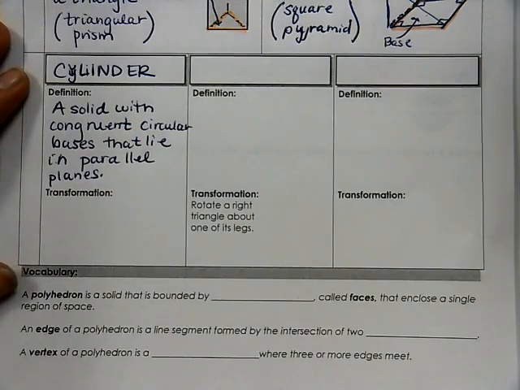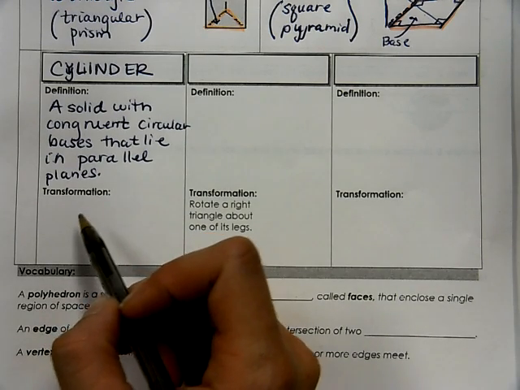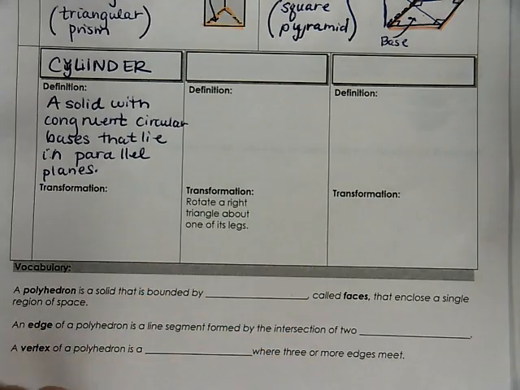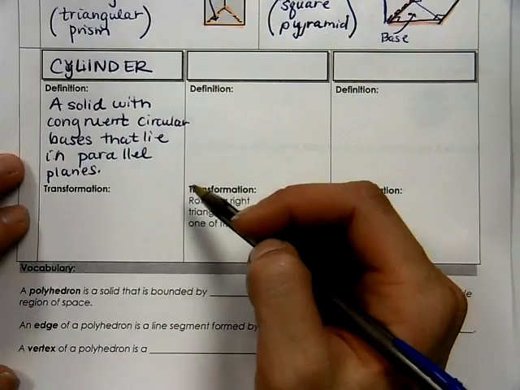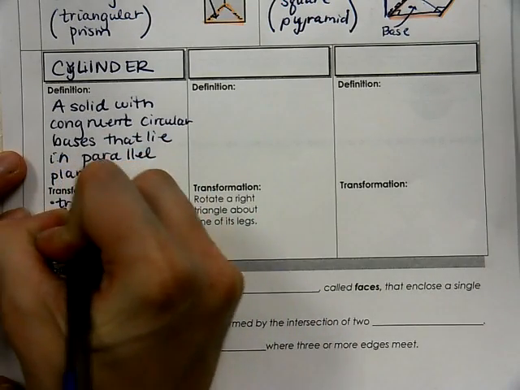What I'd like you to do right now is think through what transformation could we do in order to get a cylinder. And there are multiple answers to this. Go ahead and pause the video and think through this on your own. Now that you've thought through it on your own, let's list some possibilities. You could take a circle and translate it.